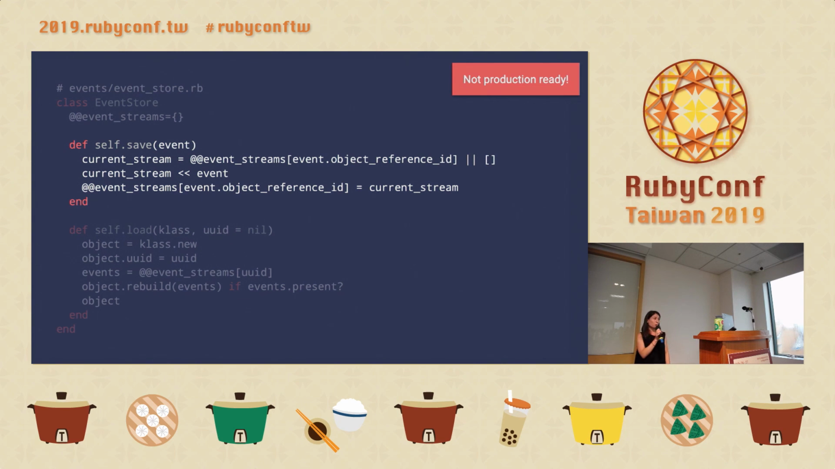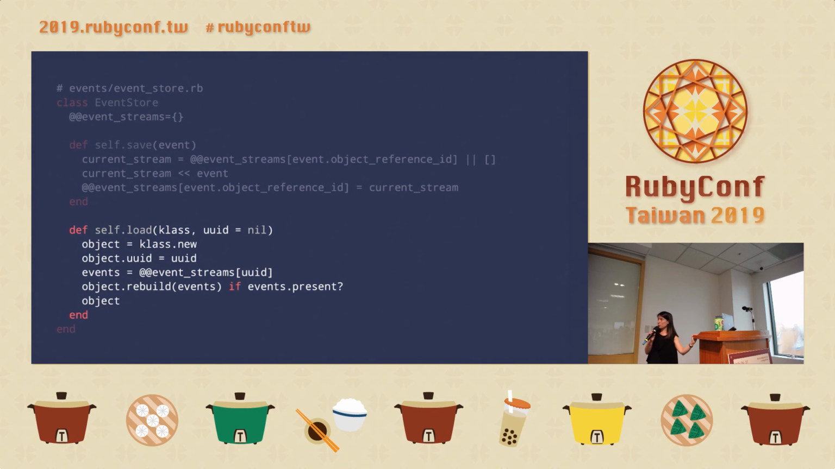So in this example, we're using a simple in-memory event store. We're holding on to our events in a hash, the key being the object's unique identifier, and it points to an array of events. So when we call save, we'll look into our event store to see if we already have some events that are using that object reference ID. And if we don't find any, we'll assign an empty array. Then we will append our new event and we'll assign it back to the correct key in the hash.